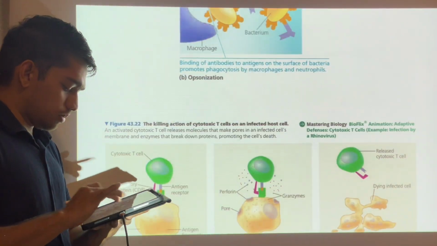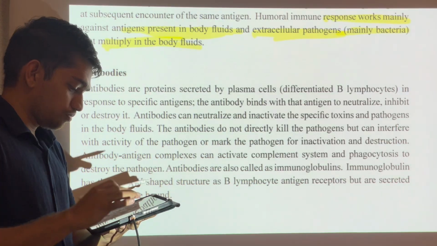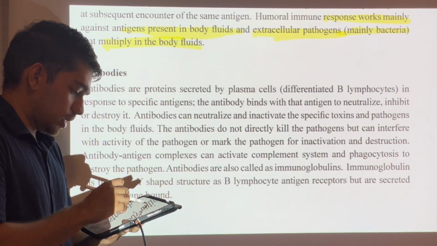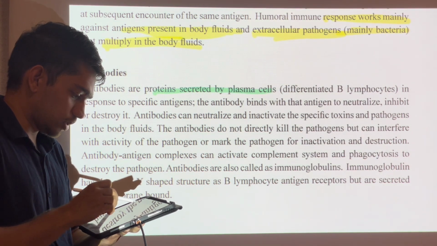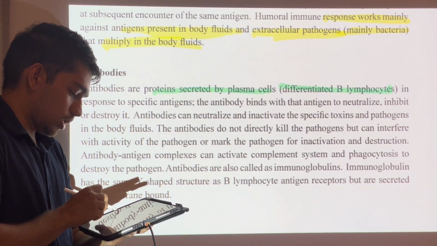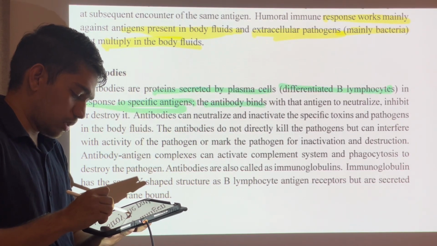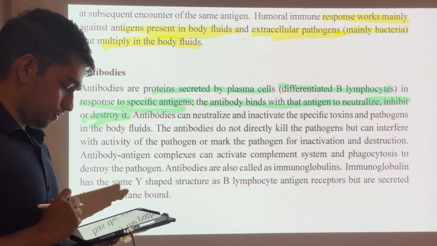So how does this antibody work? We'll first of all see what an antibody is. An antibody is a protein secreted by plasma cells. A plasma cell is the differentiated or effector form of B lymphocytes in response to specific antigens. The antibody binds with the antigen to neutralize, inhibit, or destroy it.